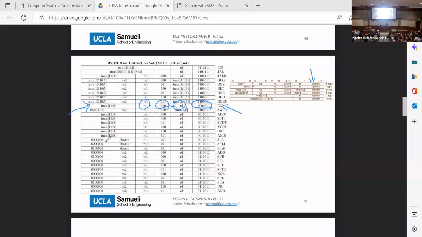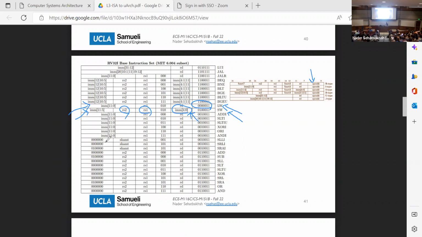Okay, same story with the store word. The only difference between store word and load word is that you no longer need an RD. So the store word is actually using immediate here, but they actually use RS1 and RS2. Another thing that you will notice is that the immediates are kind of scattered everywhere. So it's not like you have this big, nice chunk of immediates. Like, for example, for a store, the first 5 bits are here. The rest are kind of here. So still you get 0 to 11, but this is in between of your instruction.